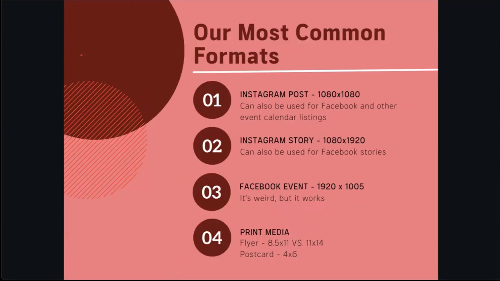And the nice thing about Canva is it basically does that for you. If you go in and say, I want to make an Instagram post, it will automatically be square. It will automatically be 1080 by 1080. If you say, I want to make an Instagram story, it will be the right size. And if you want to make a flyer or postcard, they also give the option so that you can make it the correct size and you don't end up with something that won't print or will look weird online.